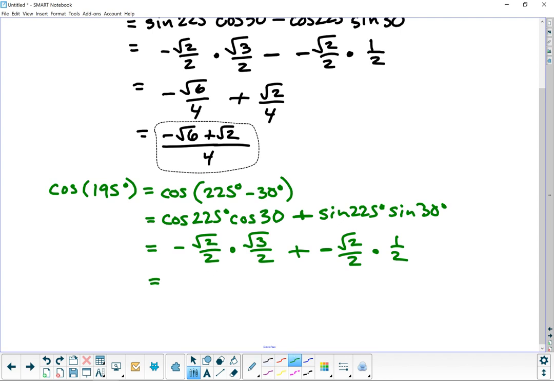So it comes out actually to be the same answer. Negative radical 6 over 4. Oh, never mind. Almost the same answer. Positive and a negative. This part I didn't actually see. I was like, it can't be the same answer. I mean, it could be.